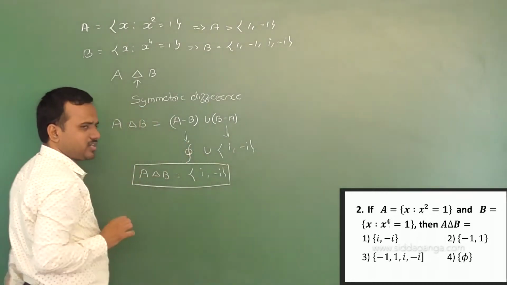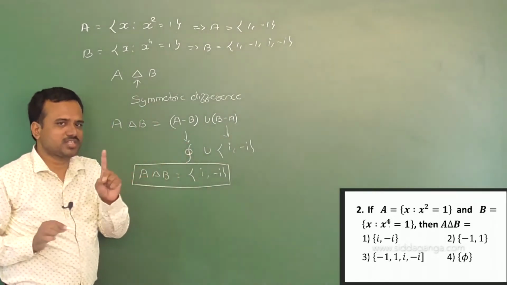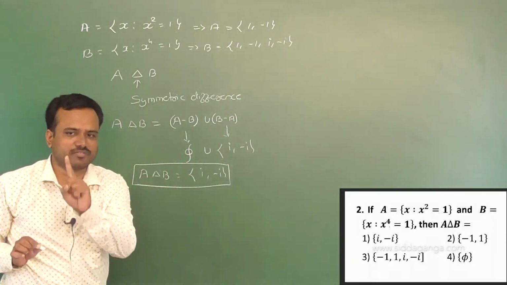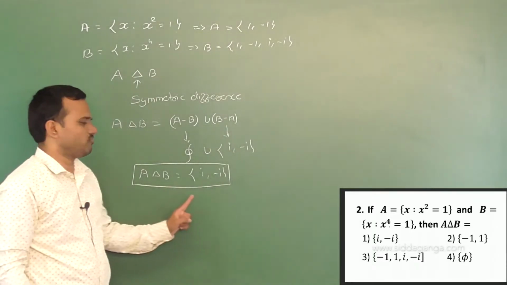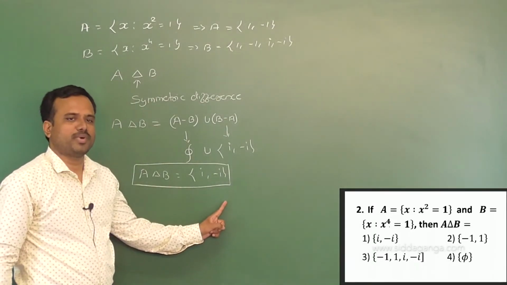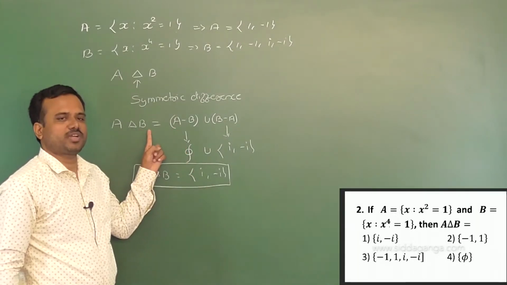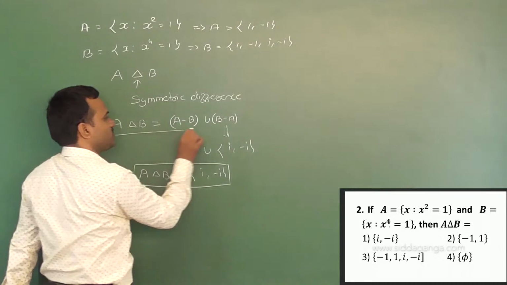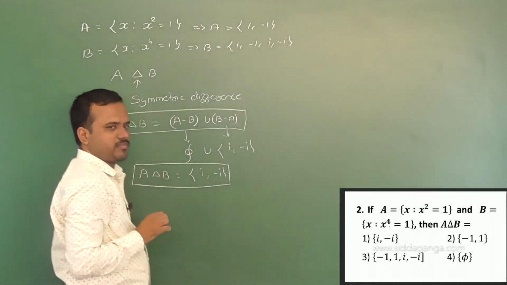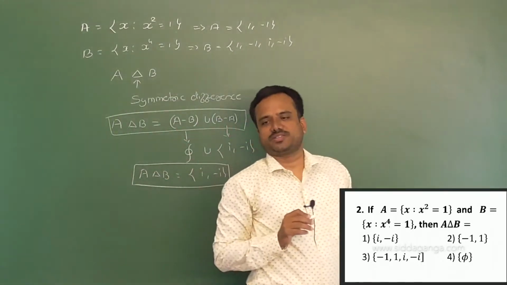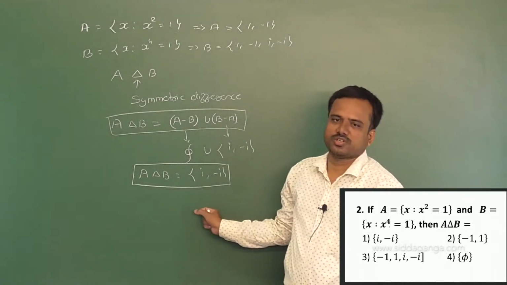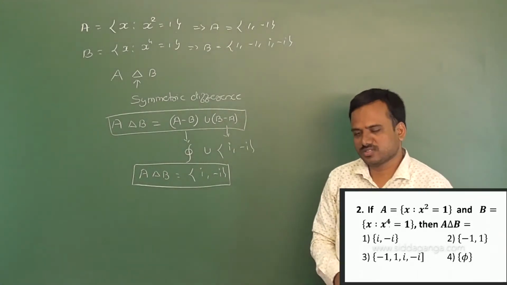So understand that the triangle notation in sets we call symmetric difference. The option is the first one, {i, minus i}. So a symmetric difference B, the definition is A minus B union B minus A. For this question the option is the first one. Next question.